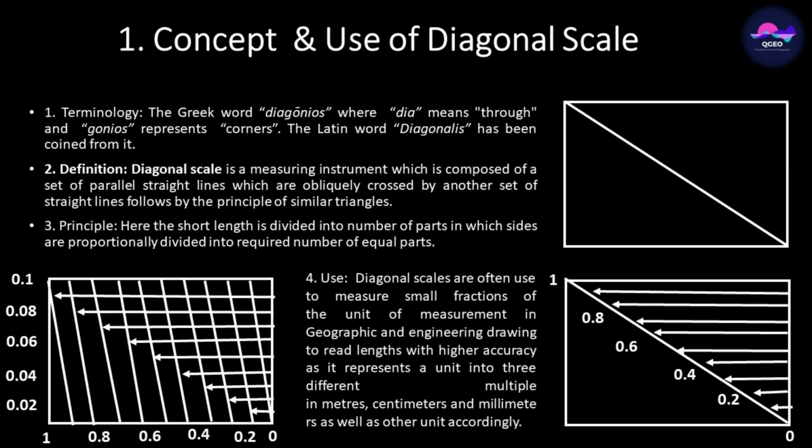Principle. Here the shortest length is divided into a number of parts in which the sides are proportionally divided into the required number of equal parts. Use. Diagonal scales are often used to measure small fractions of the unit of measurement in geographic and engineering drawing, to read length with higher accuracy, as they represent a unit in three different multiples: meters, centimeters and millimeters, as well as other units accordingly.